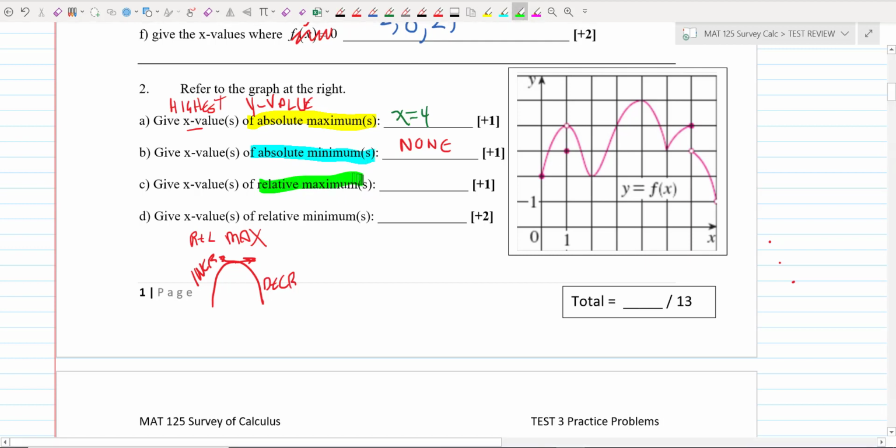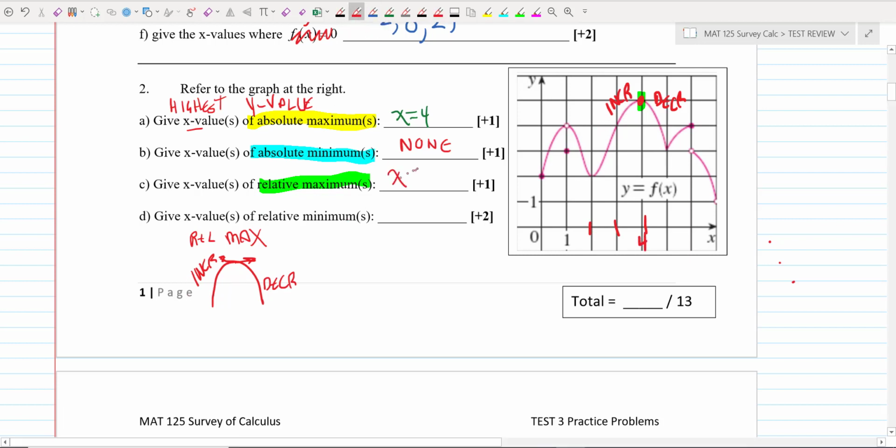Okay, so let's look at the relative max. One place where the function increases, hits a defined high point, and decreases is right there. So that would be at 1, 2, 3, that would be at 4. And that's the only place where I see that happen.